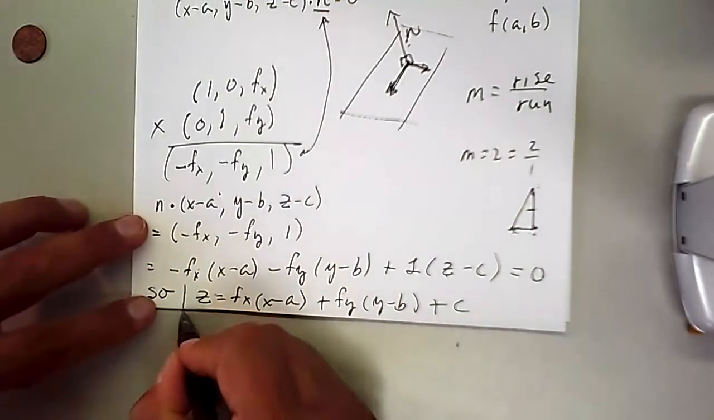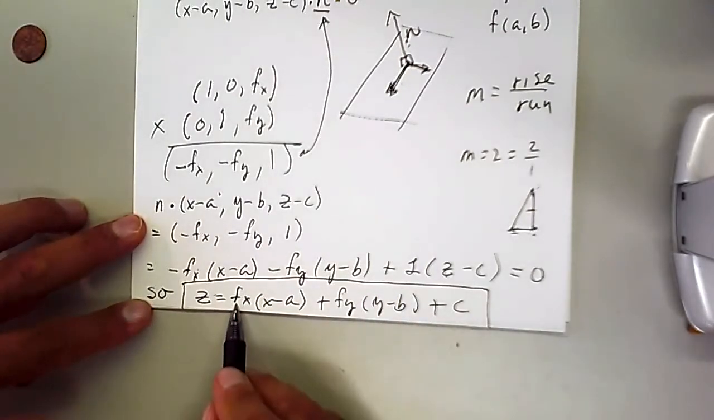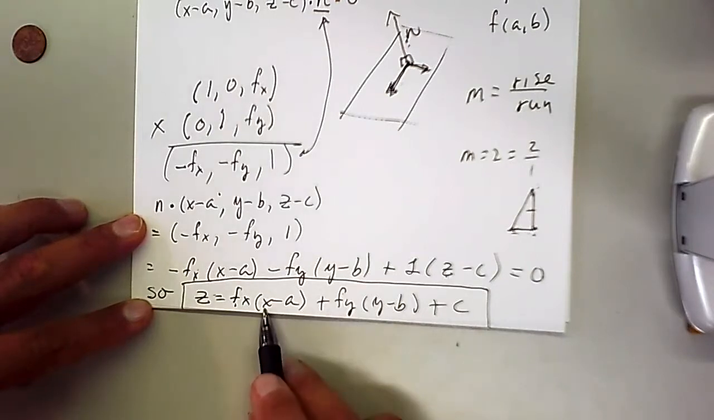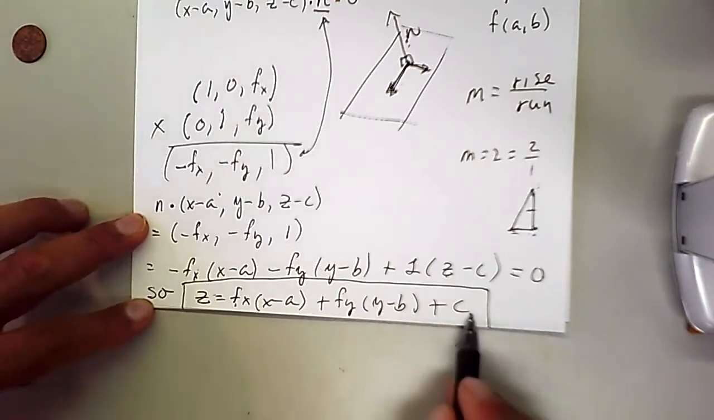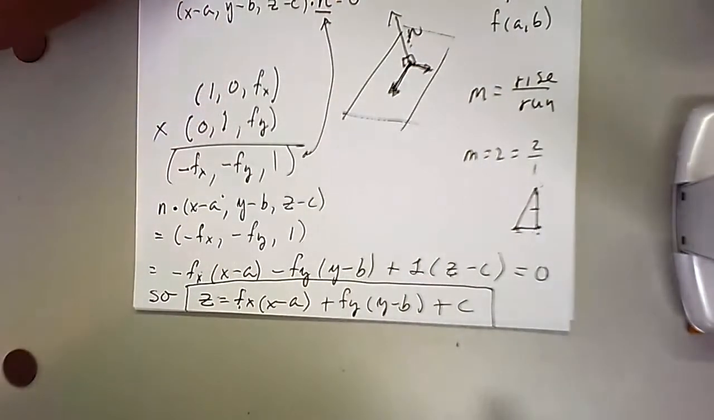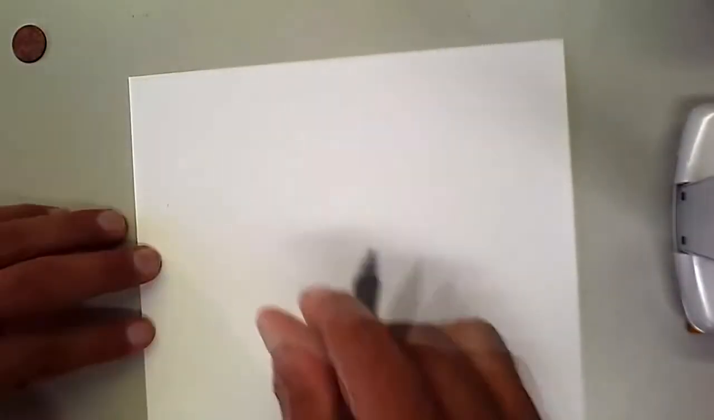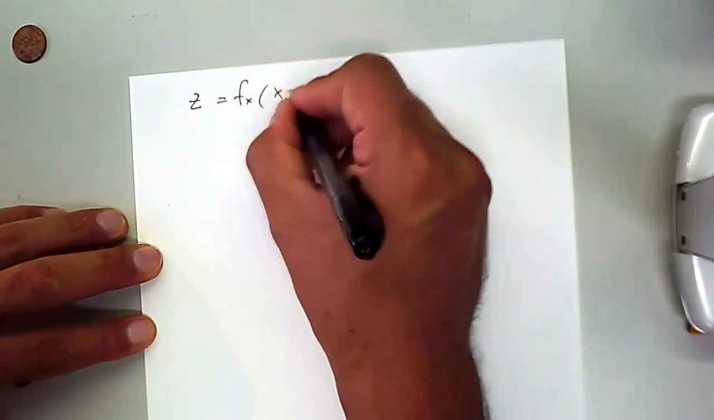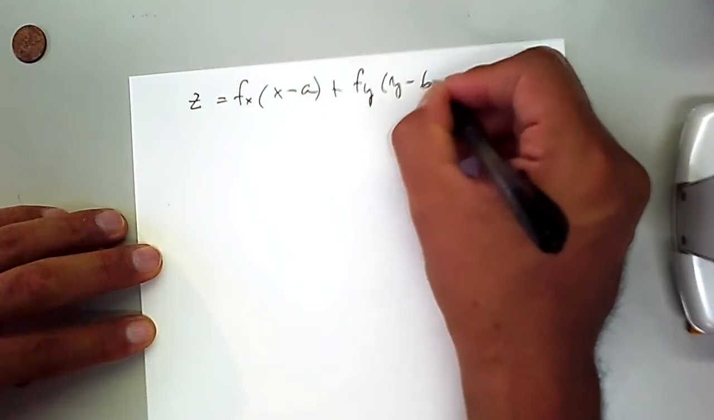So this is the way to obtain the equation of the tangent plane. Find the partial with respect to x, find the partial with respect to y, multiply by x minus a, y minus b, respectively, add c, and voila. Let me rewrite this again here. z equals f sub x, x minus a, plus f sub y, y minus b, plus c.